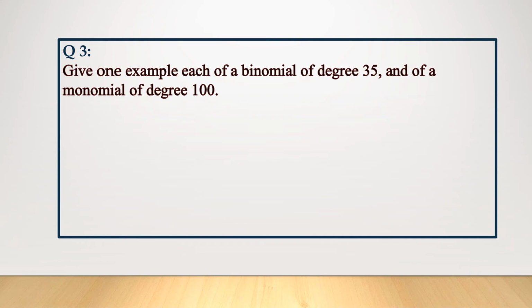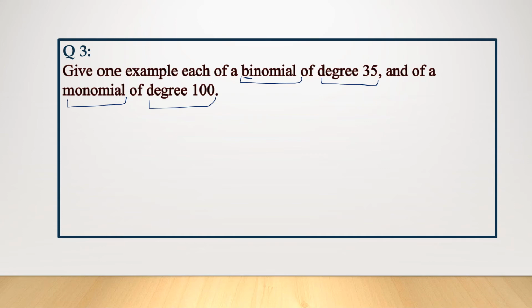Give one example each of binomial of degree 35. They are asking binomial. Binomial means it has two terms, right? And degree 35 means the highest power on the variable should be 35. And one more example we have to give, a monomial, that is single term of degree 100. Now there are infinite examples you can write.